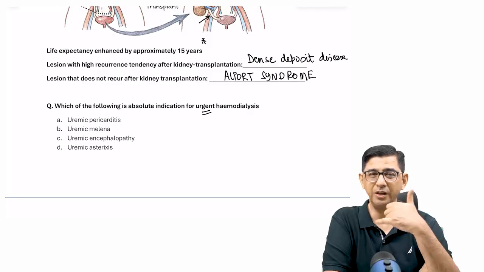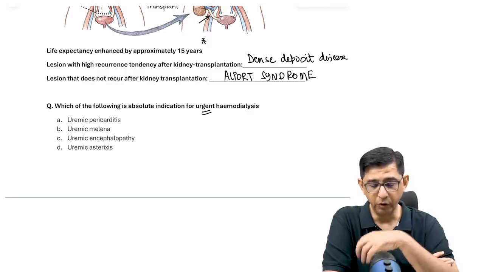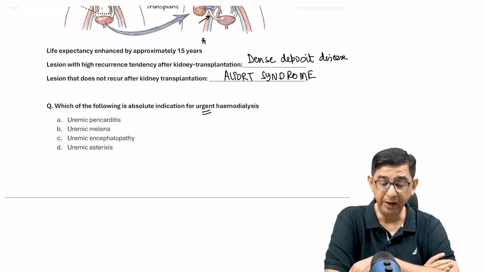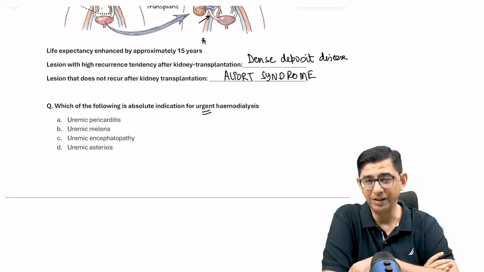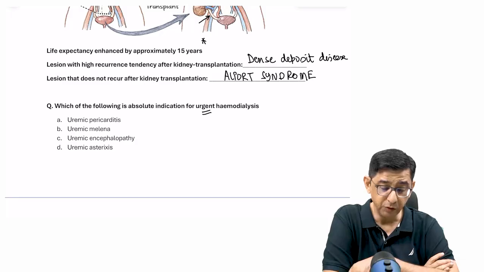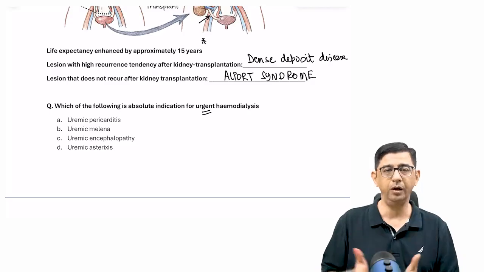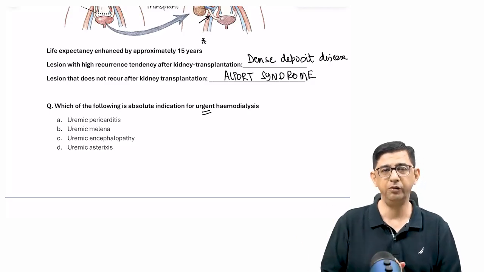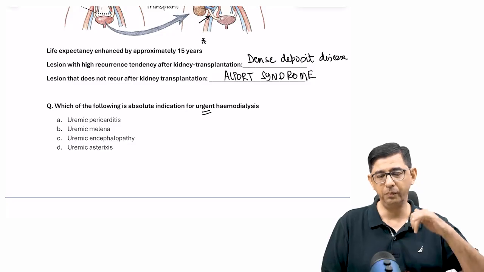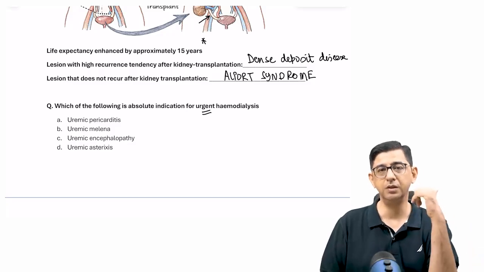So he says, buddy, I just needed your opinion. So among the 4 options, uremic pericarditis, melena, encephalopathy, and asterixis, just think of which would you be advising that, okay, dialysis needs to be done right now. I mean, you'll say, okay, I'll give a break from the class. You attend the call and you say, buddy, give permission for dialysis now.